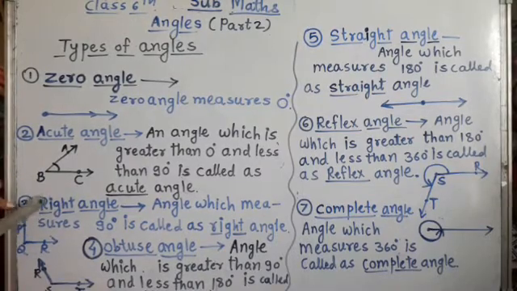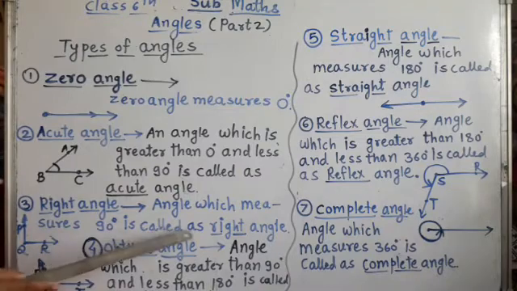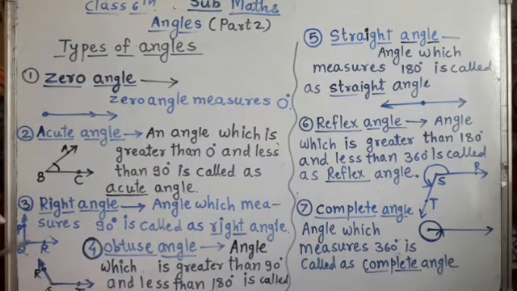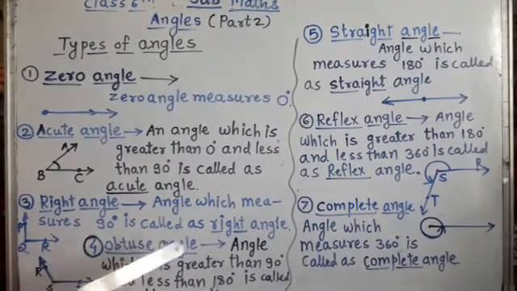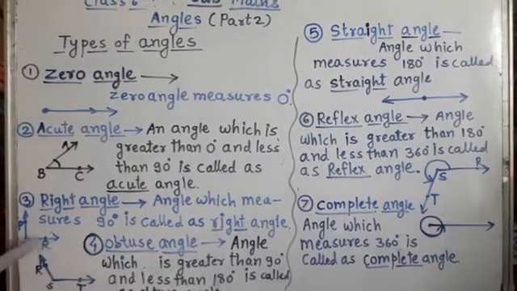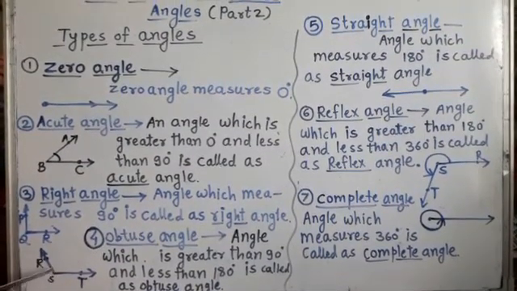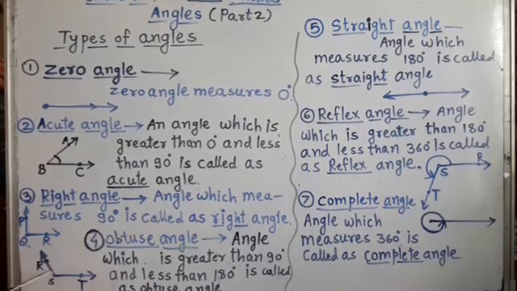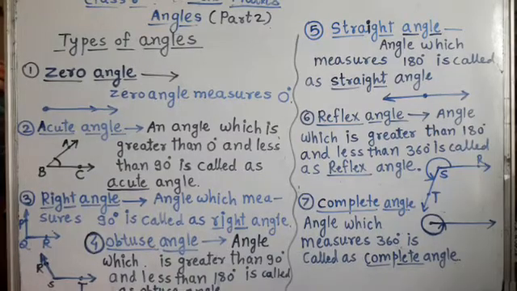Then third type is right angle. Right angle is of 90 degree. An angle which measures 90 degree is called a right angle. So this angle PQR is a right angle which measures 90 degree. Fourth type is obtuse angle. This angle is greater than 90 degree. Therefore, an angle which is greater than 90 degree and less than 180 degree is called an obtuse angle.